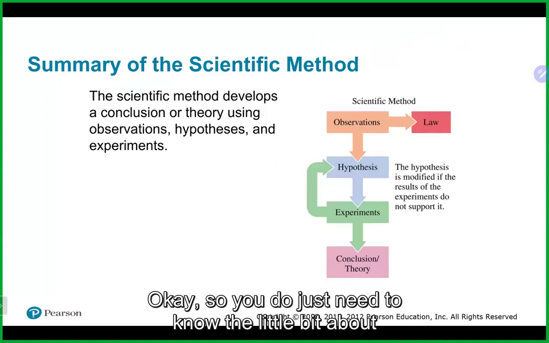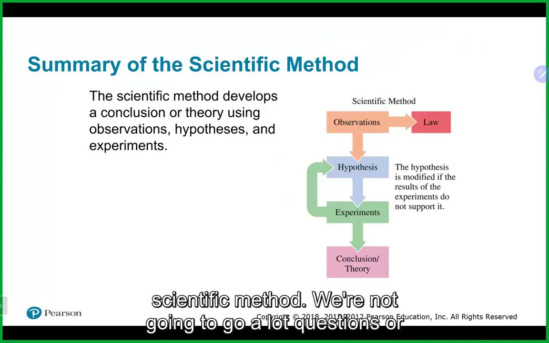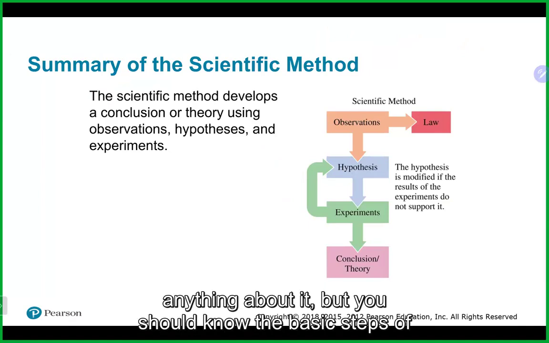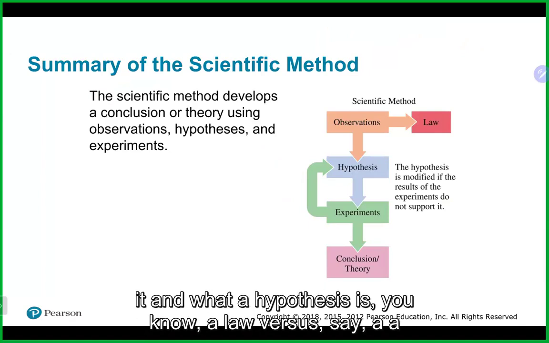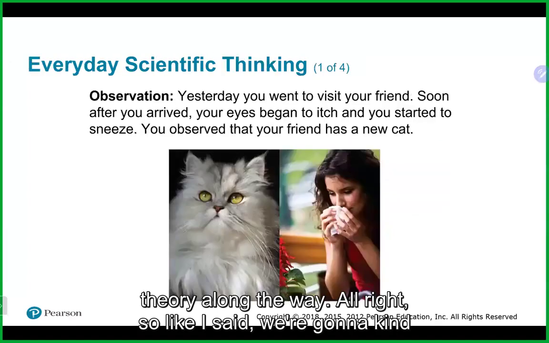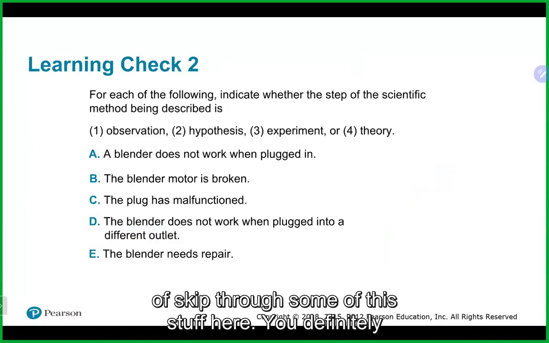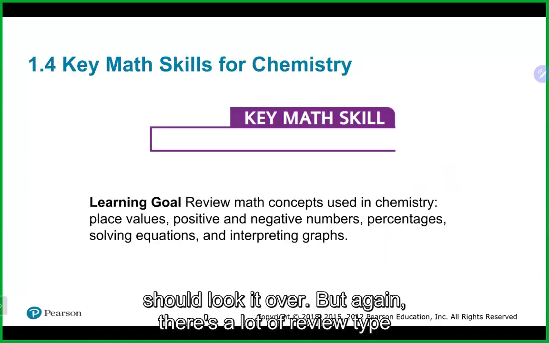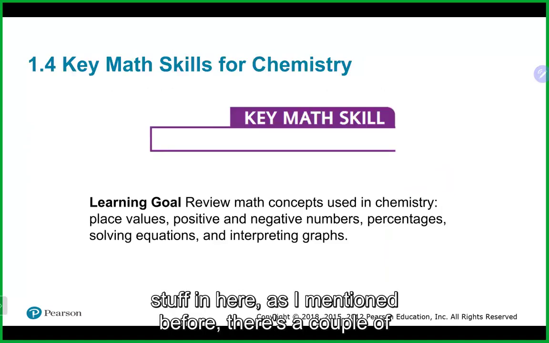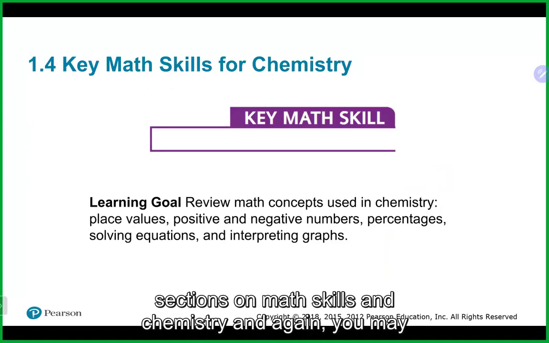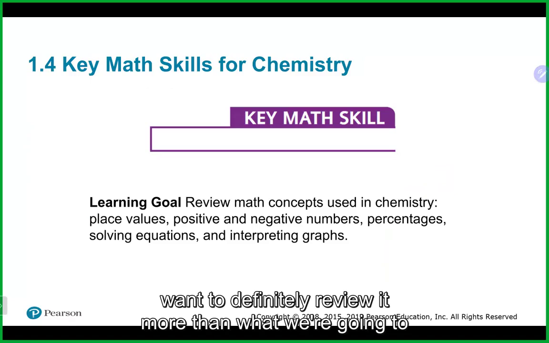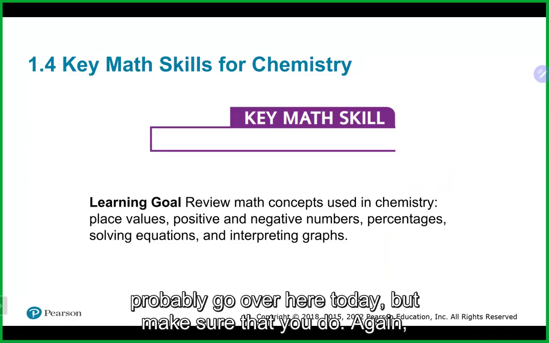Okay. So you do just need to know a little bit about the scientific method. We're not going to have a lot of questions about it, but you should know the basic steps of it and what a hypothesis is, and a law versus, say, a theory. All right, so like I said, we're going to skip through some of this stuff. You should definitely look it over, but again, there's a lot of review-type material in here. As I mentioned before, there's a couple of sections on math skills and chemistry. You may want to review them more than what we're going to go over here today, but make sure that you do.